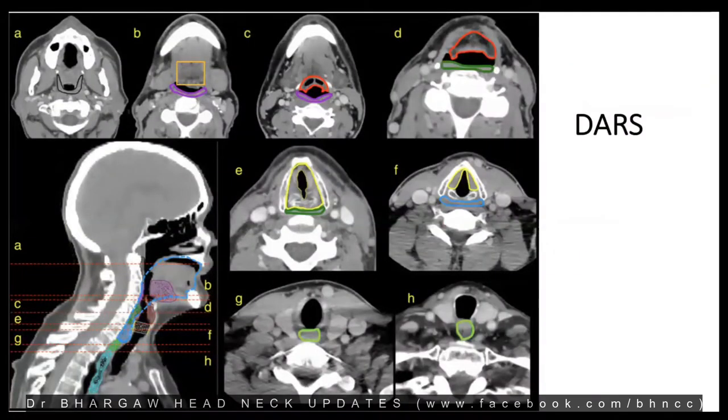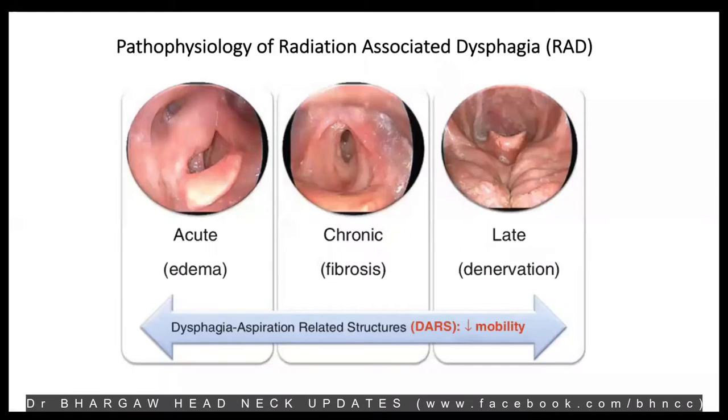So that's why most of our radiation oncologists focus on trying to protect the dysphagia and aspiration related structures, which are basically all the constrictor muscles, which you can see in the scan here: the superior, middle, and inferior constrictors. The inferior constrictor is divided into the thyropharyngeus and the cricopharyngeus, and also the true and false vocal cords and the esophagus. If the tumor is not near any of these structures, they try to reduce the dose in that area to preserve swallowing function. So why do they want to do that?